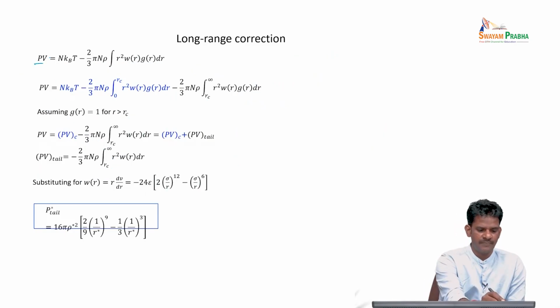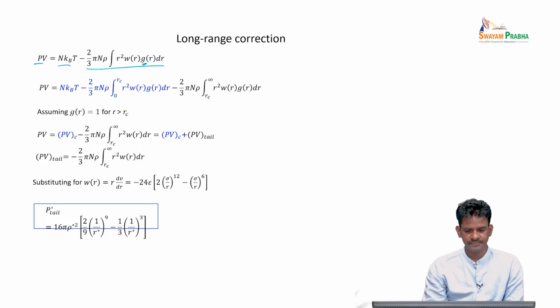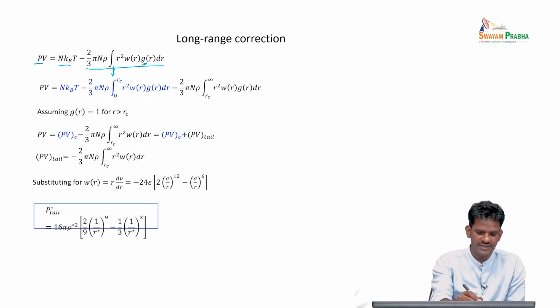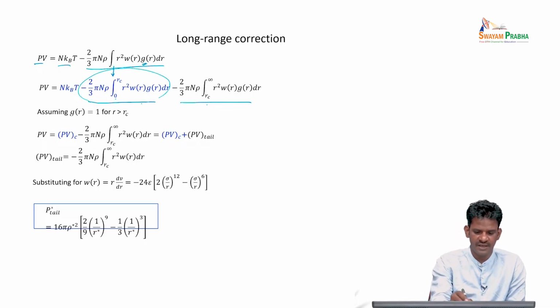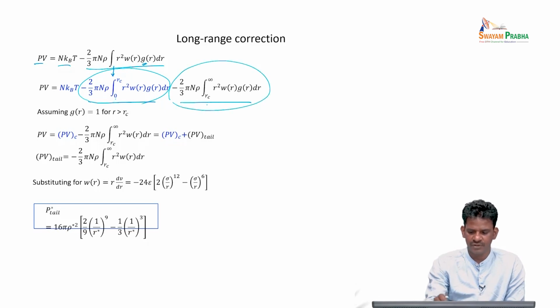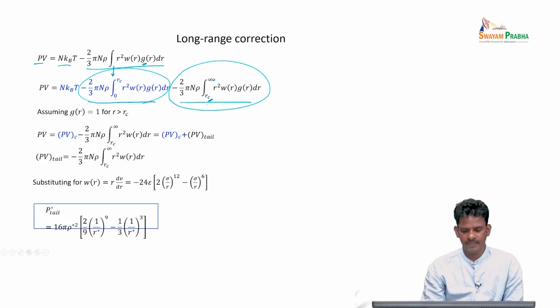For the pressure, we have an ideal contribution and then a non-ideal contribution, which is written as a function of the g(r). Here again we split this integral from 0 to RC and RC to infinity. You can see these expressions are exactly the same, only the integration limits are separated. In our simulations we take care of up to RC, and the part we ignore is from RC to infinity, because we do not calculate the virial there.